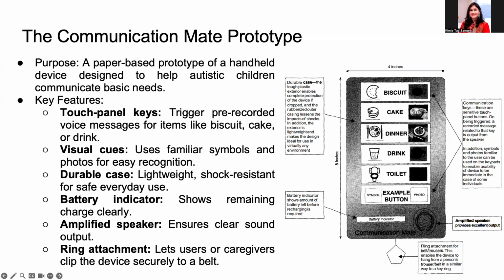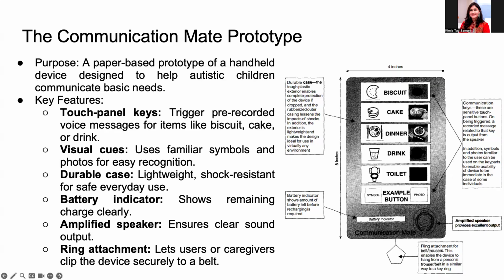So you will notice the five main keys labeled biscuit, cake, dinner, drink, and toilet. Each one is a touch sensitive panel that in the real device would play a recorded message when pressed. So the idea is very simple. When a child taps biscuit, the device would say the word out loud. This bridges communication gaps without overwhelming the child.